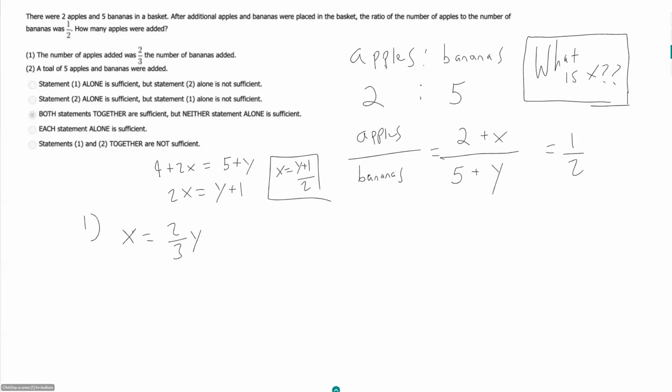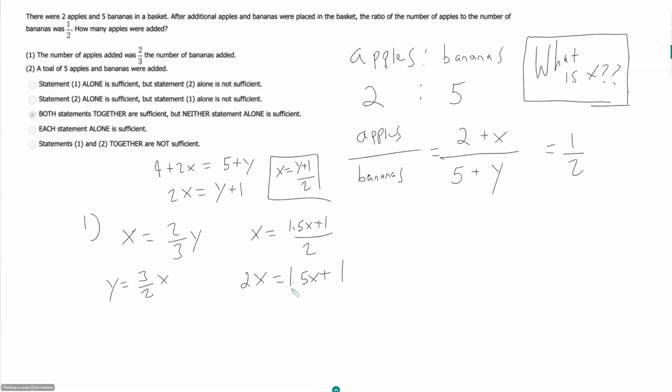So I might as well get this in terms of y here. So this means y is equal to 3/2 x. All I did was multiply each side by the reciprocal. So now I have x is equal to (3/2 x, or 1.5x, plus 1) over 2. And so I can multiply each side by 2 now to get 2x is equal to 1.5x plus 1.